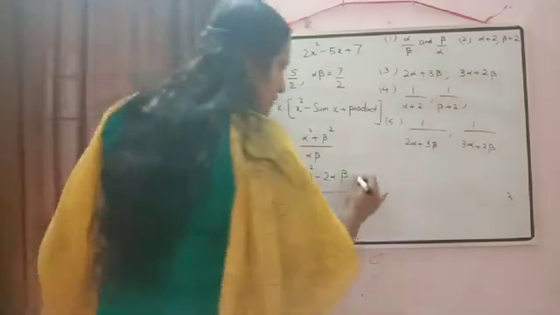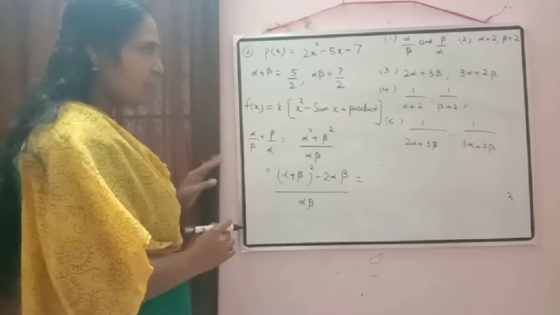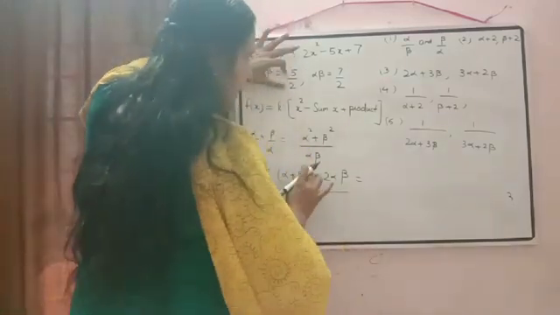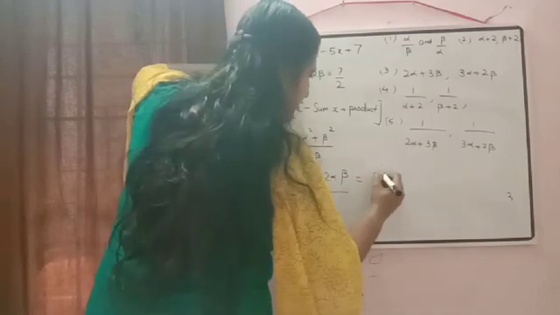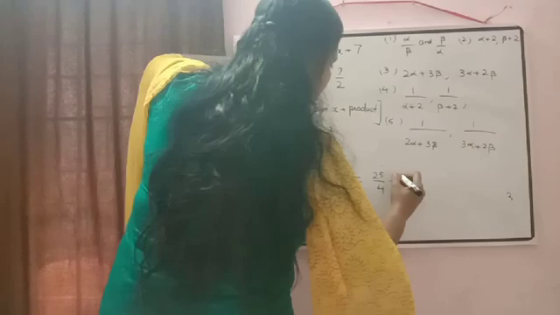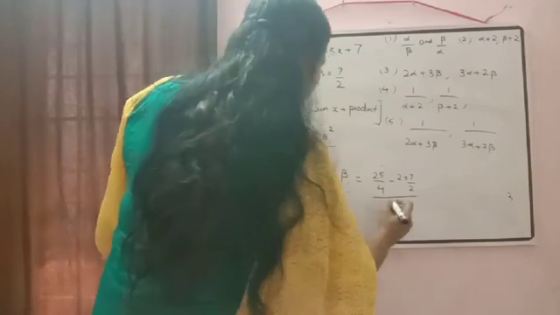Okay. Now we know the values of alpha plus beta and alpha beta. Substitute the value. So alpha plus beta is 5 by 2. So 5 by 2 the whole square. So we will get here 25 by 4 minus 2 into alpha beta. So 2 into 7 by 2, by alpha beta. So we will get here 7 by 2.